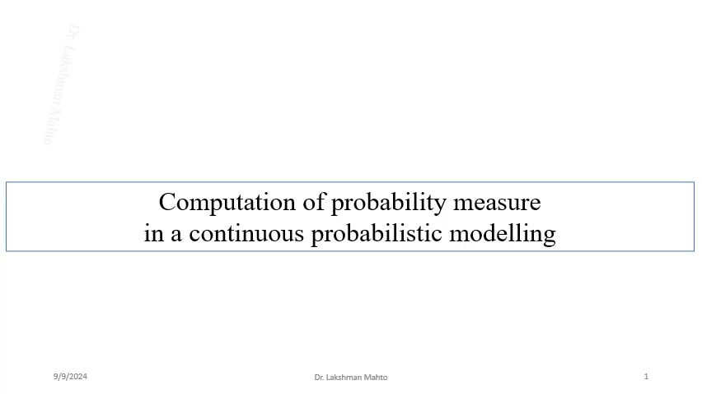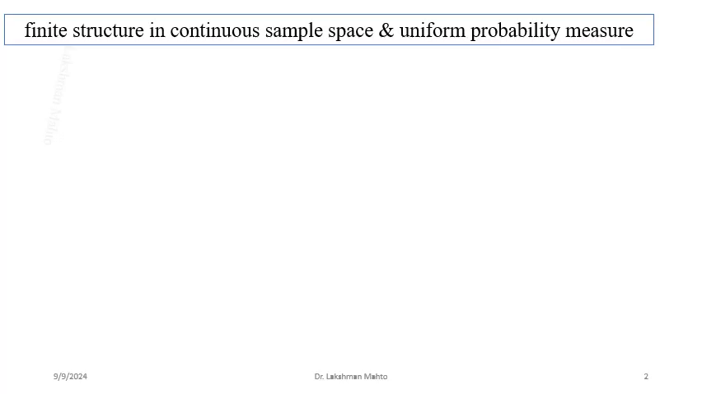Okay, so today we'll discuss computation of probability measure in continuous probabilistic modeling. What does it mean? Our sample space is no more discrete, it is continuous. And what is the meaning of a continuous set or continuous sample space? You had already seen the definition of continuous set, no?